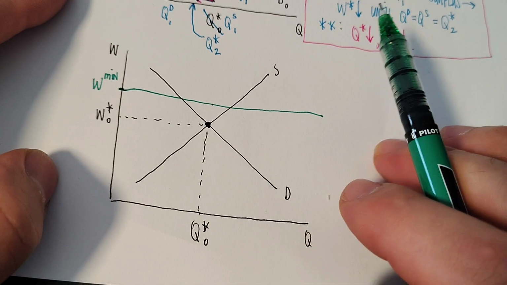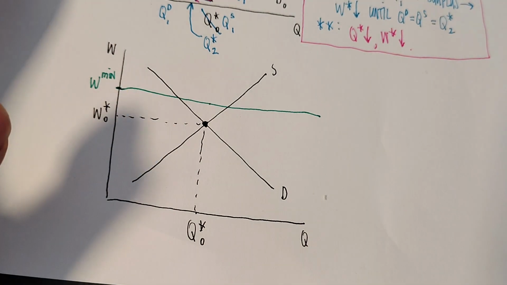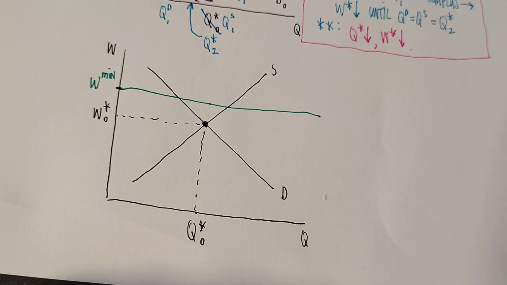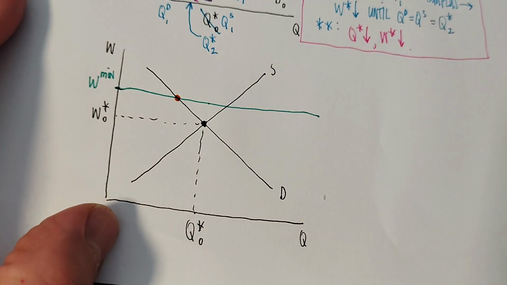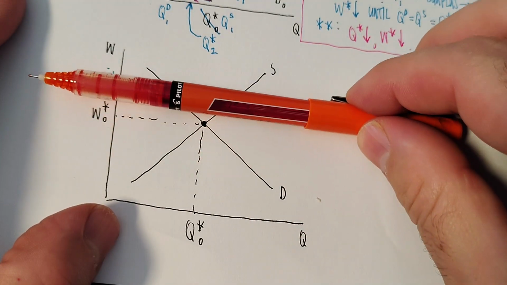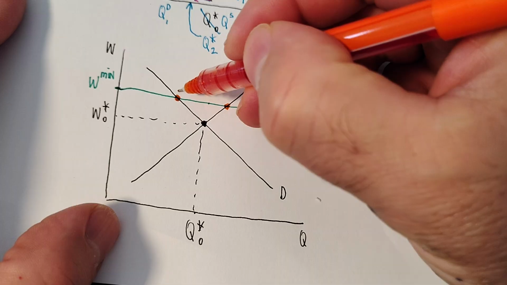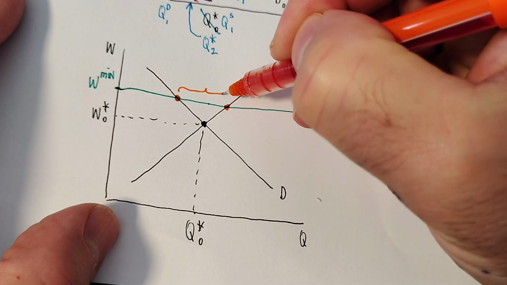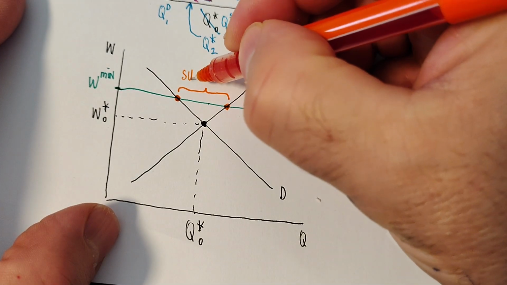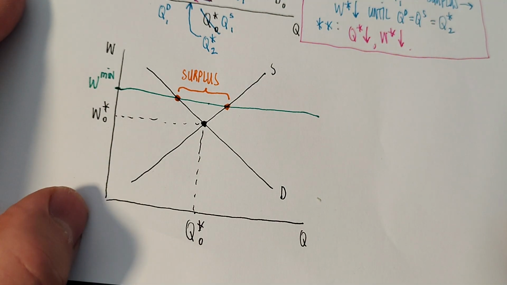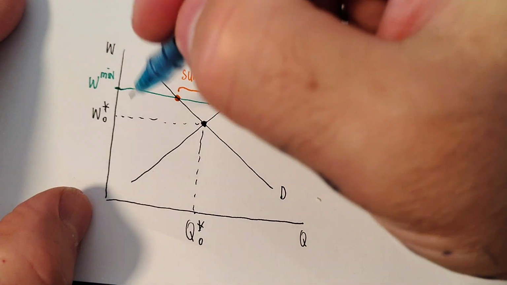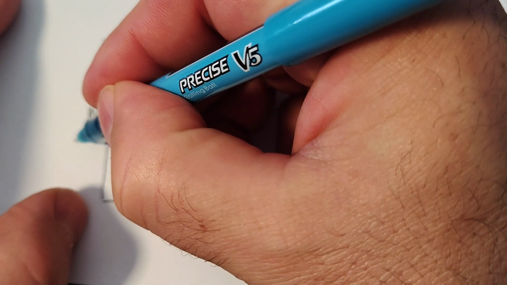Okay? So here what we're going to get is, you can see that this is the quantity of labor demanded. This is the quantity of labor supplied. When we have a minimum wage that's above the equilibrium, you're always going to end up with a surplus of employment or labor, right? Now, hypothetically, what would happen if the minimum wage was down here?